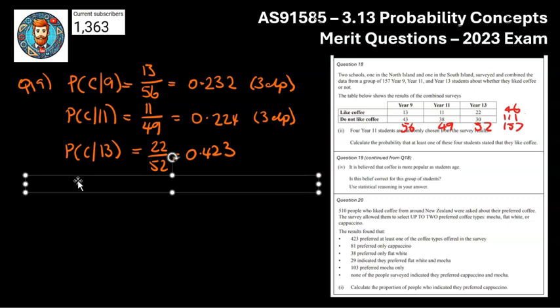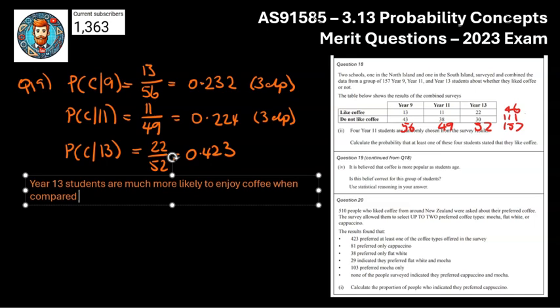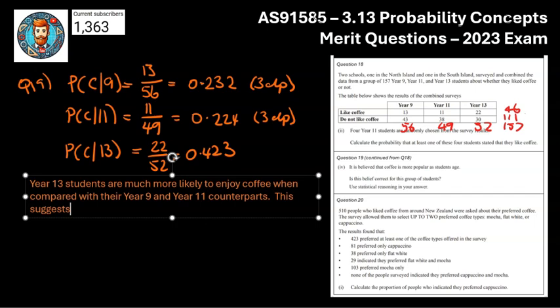So let's write that up in a nice way. Year 13 students are much more likely to enjoy coffee when compared with their year 9 and year 11 counterparts. So that's me relaying the probability. I now want to specifically answer the question about the claim being made. This suggests that students are more likely to like coffee as they age.